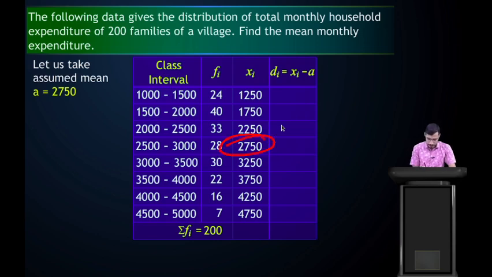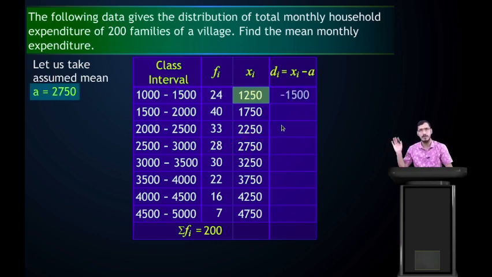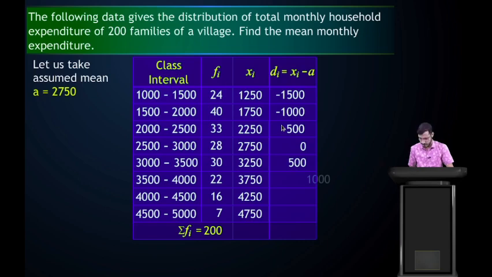Okay, so remember a is 2750, our assumed mean. So di is xi minus 2750. So 1250 minus 2750, you can see, is minus 1500, minus 1000 in the next one, so minus 500, 0, 500, 1000, 1500 and 2000.